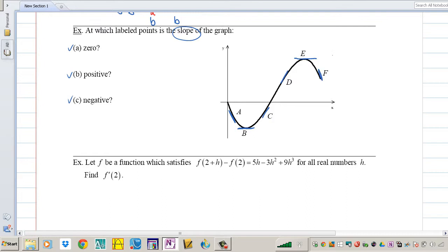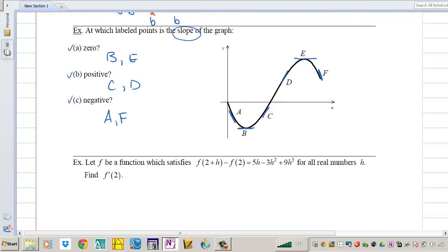Okay, so which are these slopes that are 0? Well, it's the points B and E. Which are the slopes that are positive, in other words going up from left to right? It's C and D. And last one is this, the negative slopes are A and F.